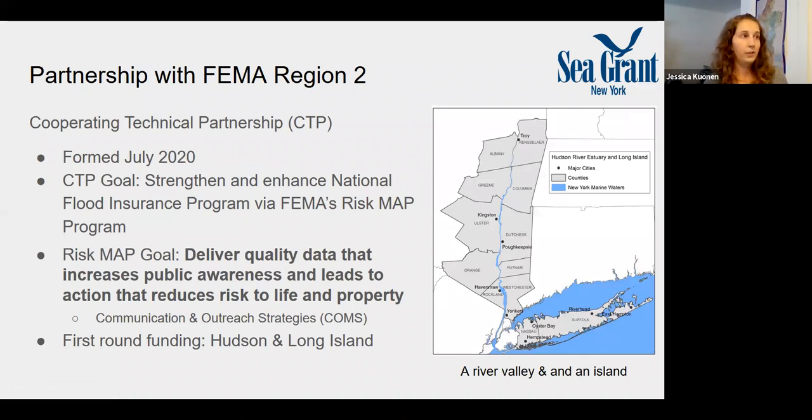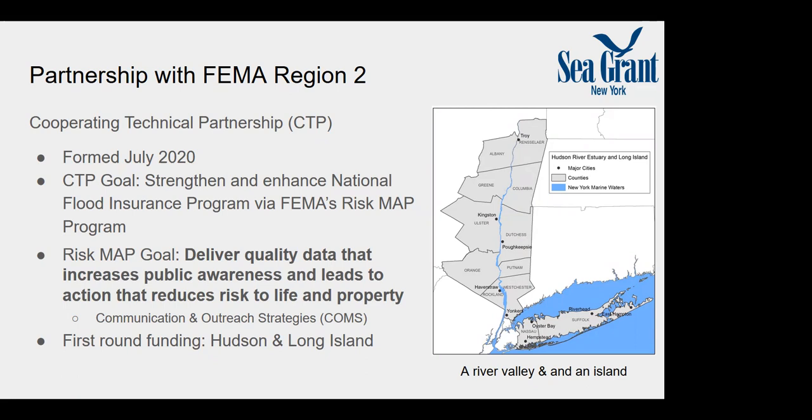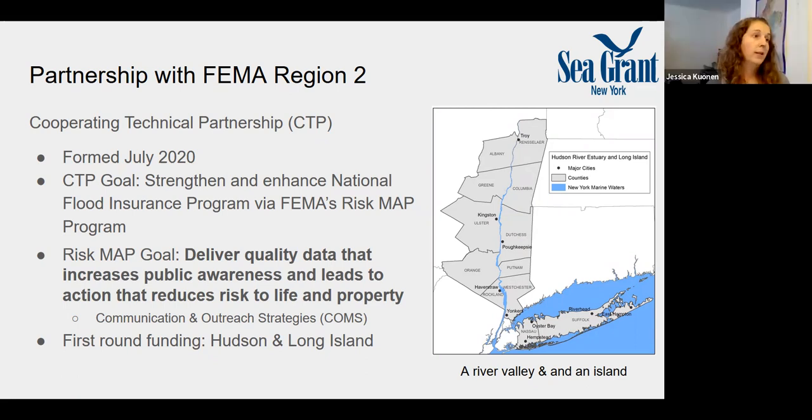So this project was funded through a cooperating technical partnership with FEMA Region 2. It was formed in July 2020. And the goal of the CTP, or Cooperating Technical Partnership, is to strengthen and enhance the National Flood Insurance Program through FEMA's Risk Map program. And the main goal for the Risk Map program is to deliver quality data that increases public awareness and leads to action that reduces risk to life and property. So what I have in bold there is the overarching goal for the funding for this project. Our project fell into communication and outreach strategies.